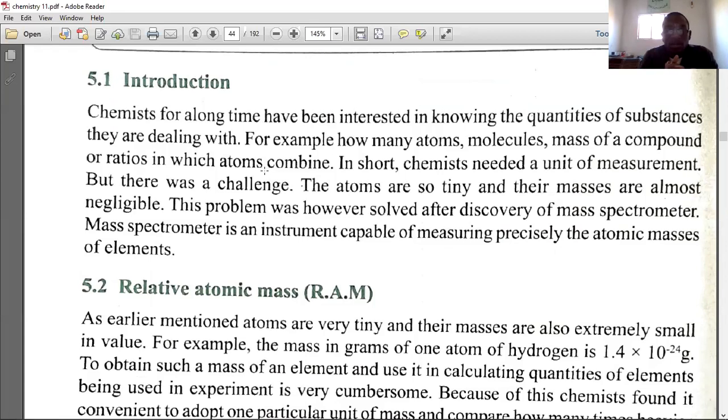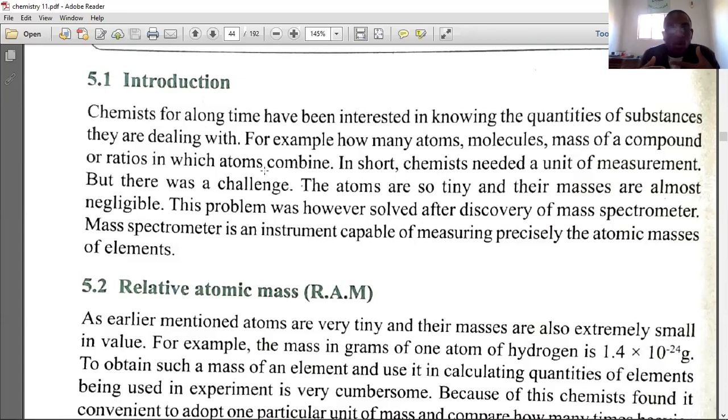of the mole concept. Chemists for a long time have been interested in knowing the quantities of substances they are dealing with. When you're about to perform an experiment, there is need for you to take stock of the quantities that you have and probably calculate the expected yield before the actual experiment is conducted. So you have an idea of how much product you're capable of getting in a certain reaction.